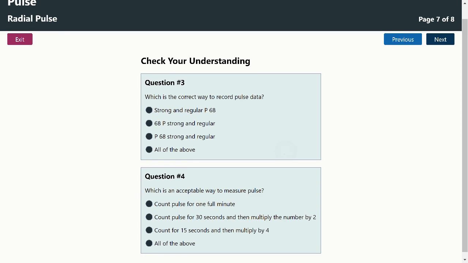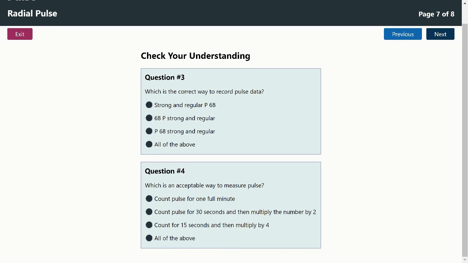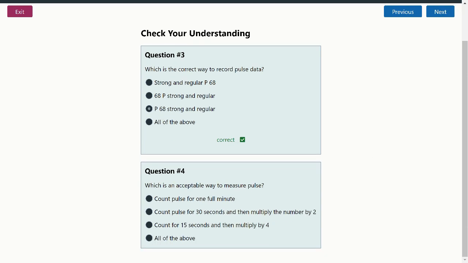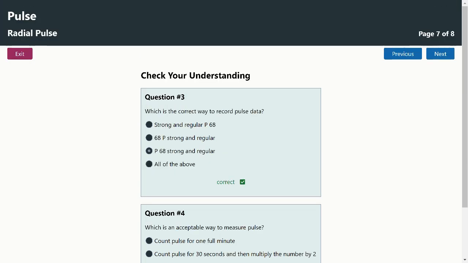Which is the correct way to record pulse data? Which is an acceptable way to measure pulse? All of them. Because you can count for 30 seconds and multiply by 2, count 15, multiply by 4, but we want to count for 1 full minute.